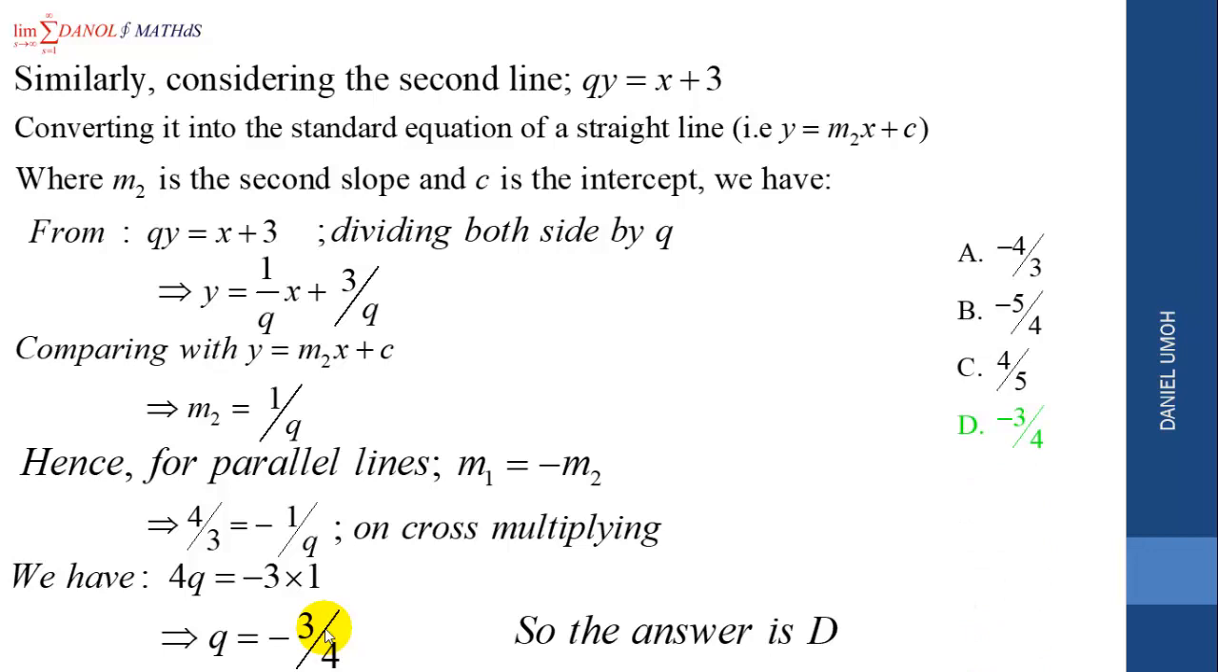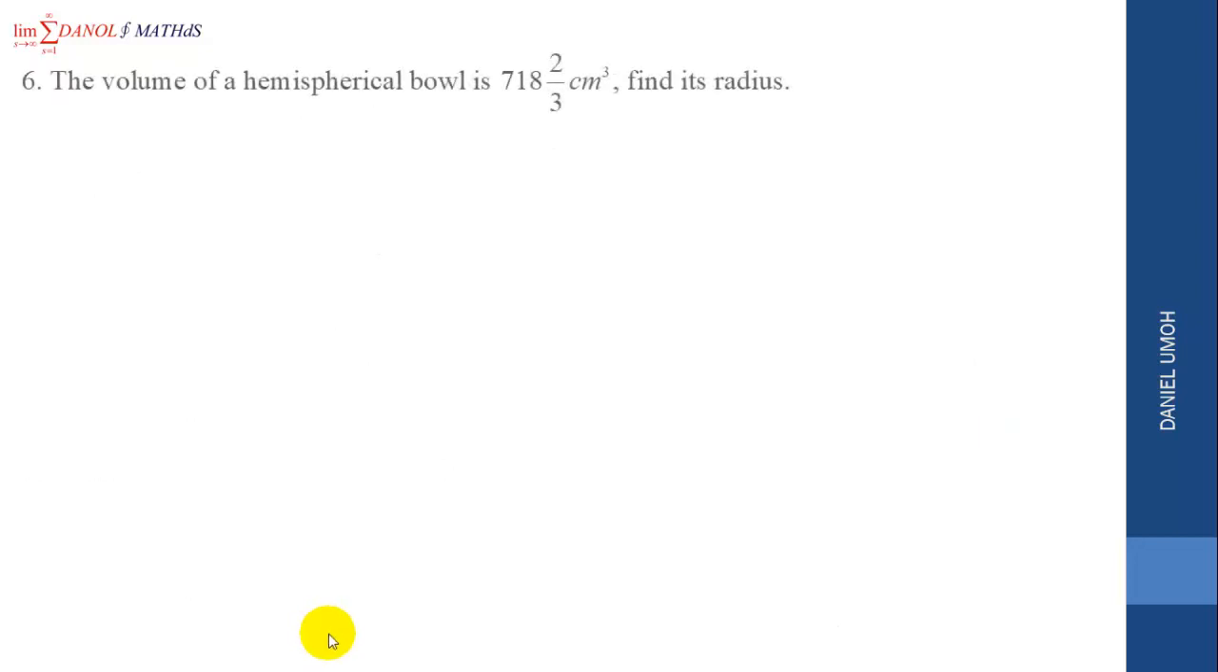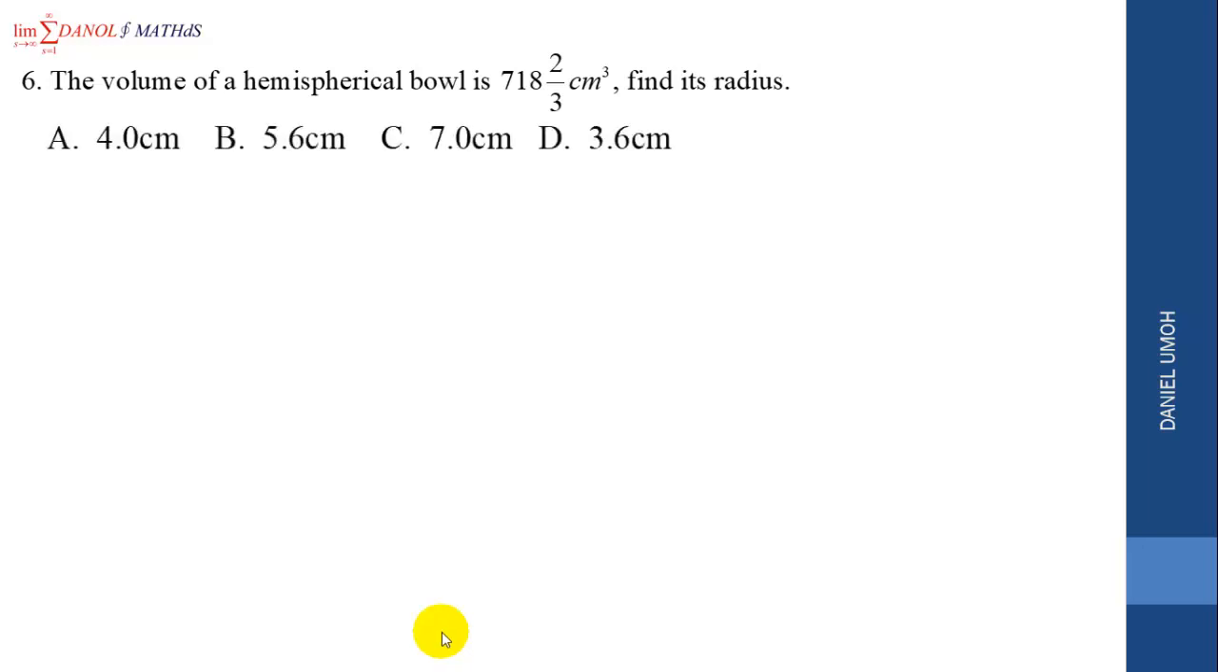You can go through them again quietly for more clarifications. Because of time, we just have to rush over it. So let's look at the next question, which is question number 6. Question number 6 says, the volume of a hemispherical bowl is 718 whole number 2/3 cm3. Find its radius. Below are the options.